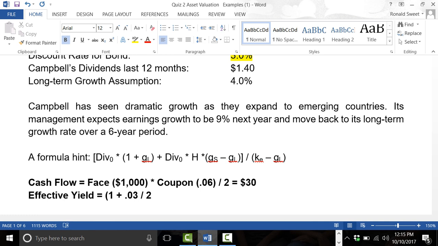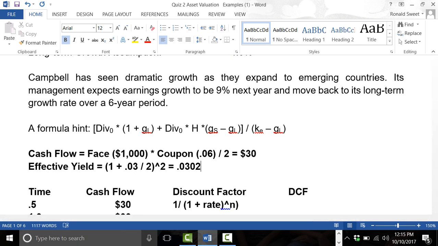If we got 12 payments a year, we'd be dividing by 12. We raise that to the second power because it's twice a year. If it had been monthly, we would have done it to the 12th power. But here, for all corporate bonds, you just assume twice a year. That's the standard. That's going to give you 0.0302 as our discount rate. So in this case, our rate is 0.0302 and our time is 0.5.